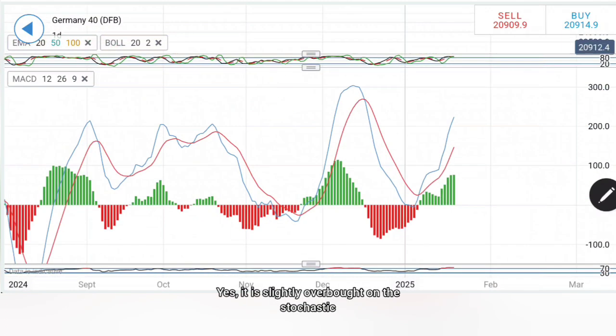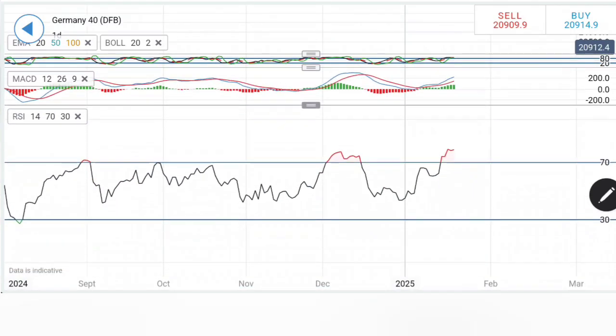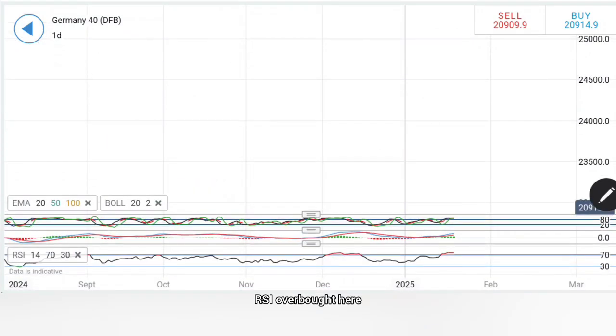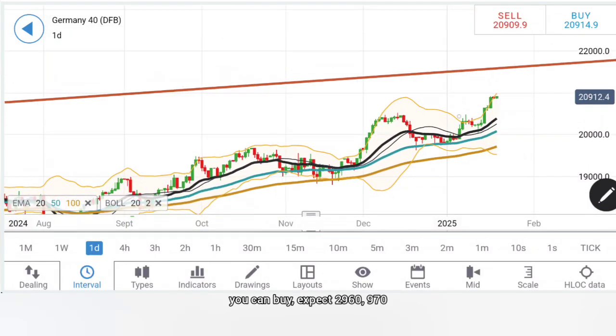Yes, it is slightly overbought on the stochastic and the smaller time frame, but the MACD is still looking upwards, aiming to achieve higher highs. RSI overbought here. So looking at this, if you see Germany 40 today about 2930, you can buy, expect 2960, 970. See, I will say till 21,020 levels, you have to be careful. Once it breaks beyond 21,020, you can just stay bullish from there. Expect 21,100, 120, 21,140 levels as the next targets. Beyond 21,140, sky is the limit.